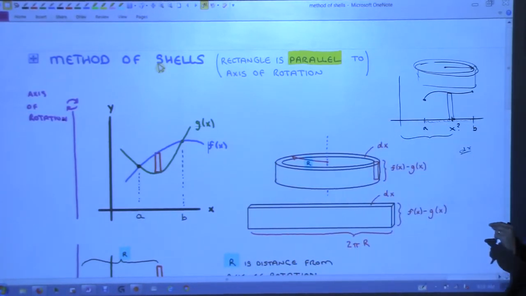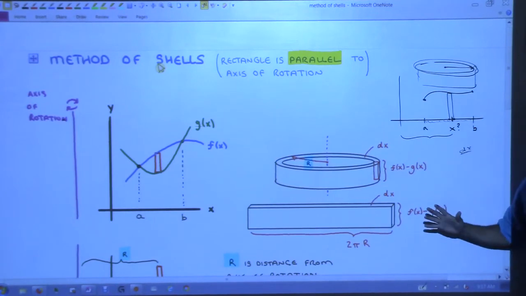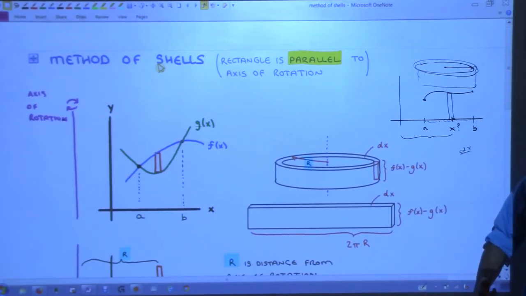What you can say is this: the distance from the y-axis to your rectangle is always x. That's always x. But the distance from the axis of rotation to your rectangle may not always be x.